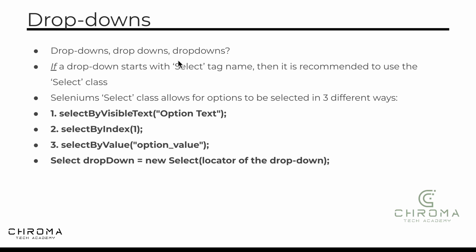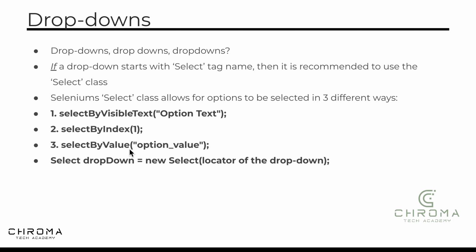Okay, so if a dropdown starts with the select tag name, then it is recommended to use the select class. There's a class in Selenium called Select. The Selenium Select class allows for options to be selected in 3 different ways. First, select by visible text. You have select by index, and then you have select by value.